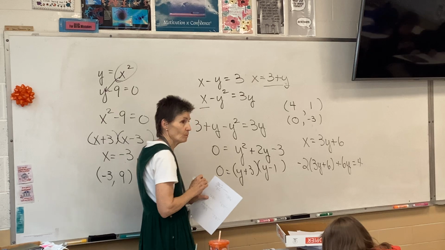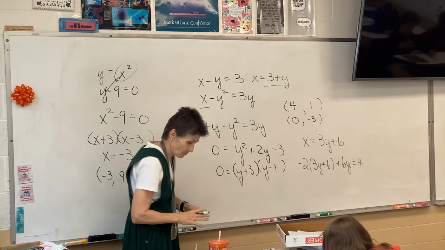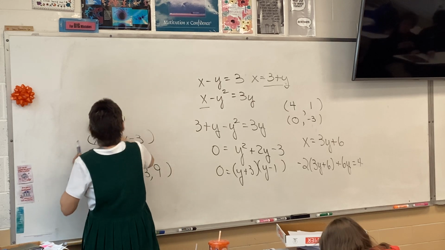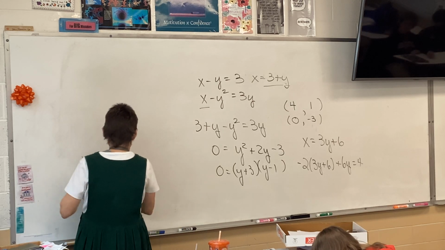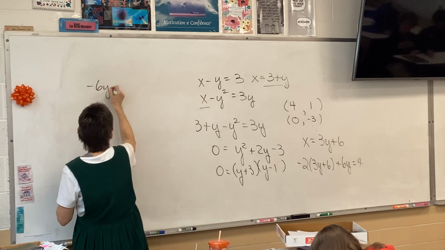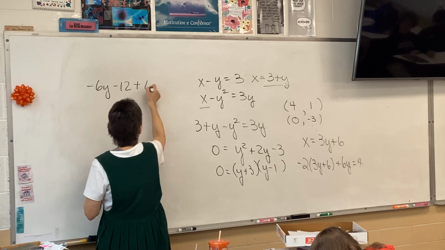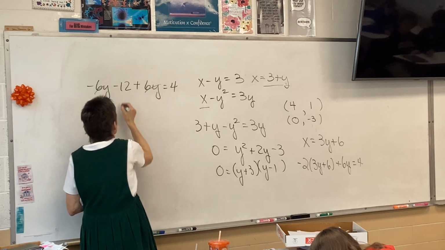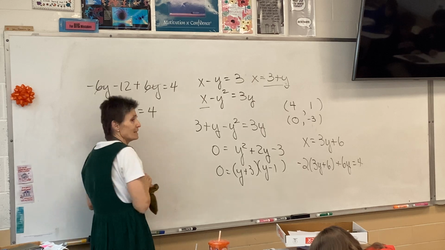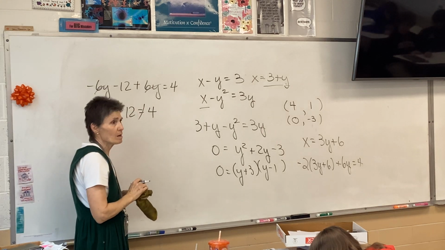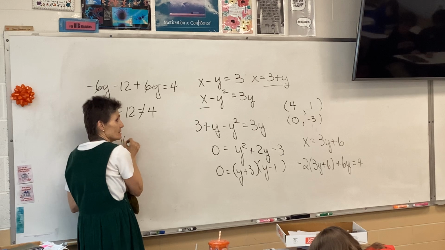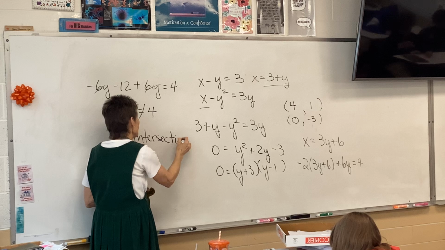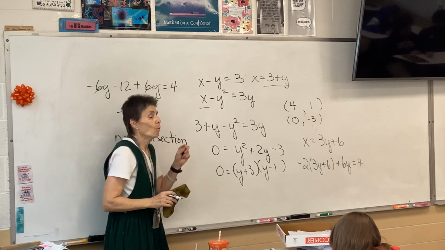Does that make sense, everyone? So, what am I going to have? Negative 6y minus 12. The 6y's cancel each other out. Negative 6y minus 12 plus 6y equals 4. It's just not possible. Negative 12 cannot equal 4. So therefore, there is no intersection.